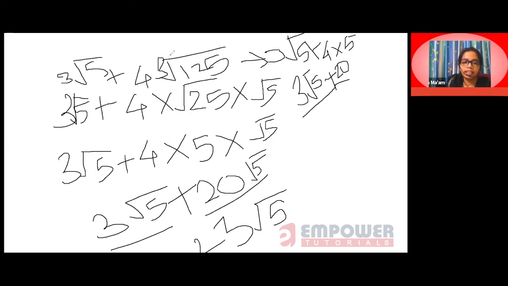But since it was the square root of 125, I need to simplify it in such a form that I can get like surds. Why like surds? Because I can only add two like surds. I cannot add two unlike surds. Okay, understood? Yes, ma'am. So you need to simplify this. There are some rules for that.